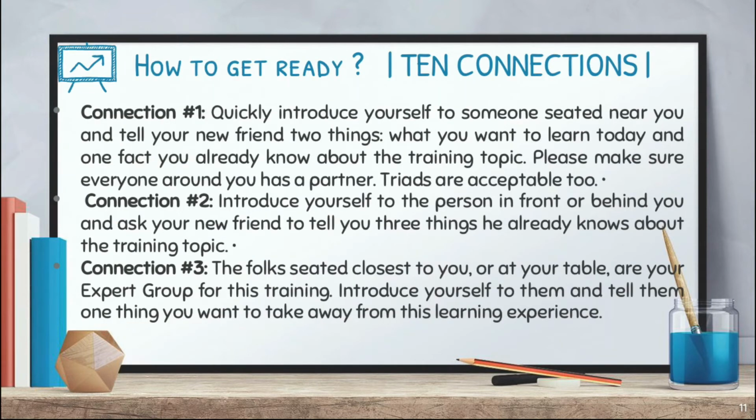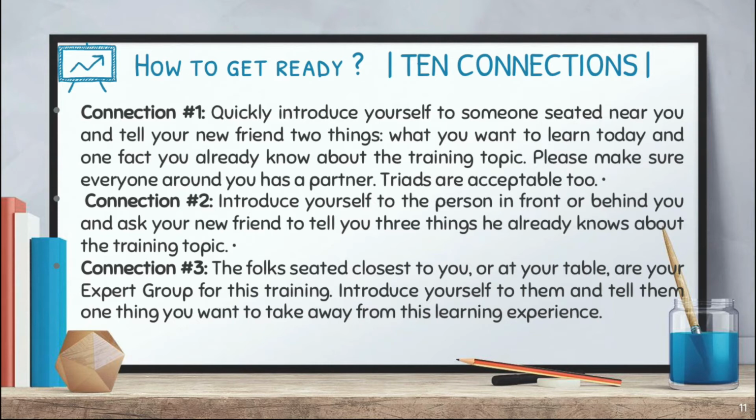And how to get ready. So there are 10 ways of connection, but let me remind you first that no special room setup is necessary and any size group is fine. The first one is connection number 1. Quickly introduce yourself to someone seated near you and tell your new friend 2 things: what you want to learn today and 1 fact you already know about the training topic. Please make sure everyone around you has a partner.